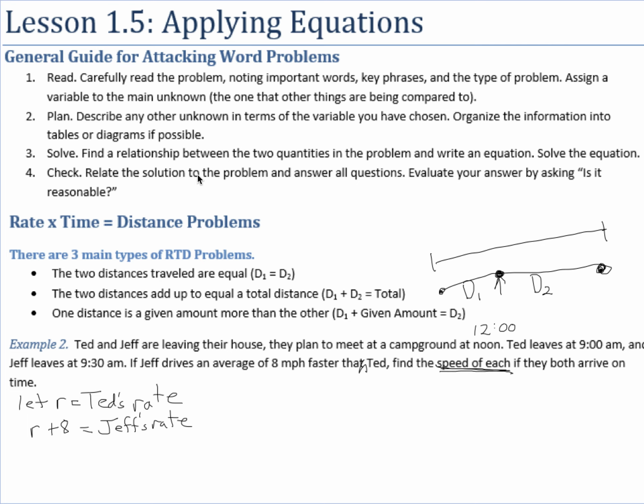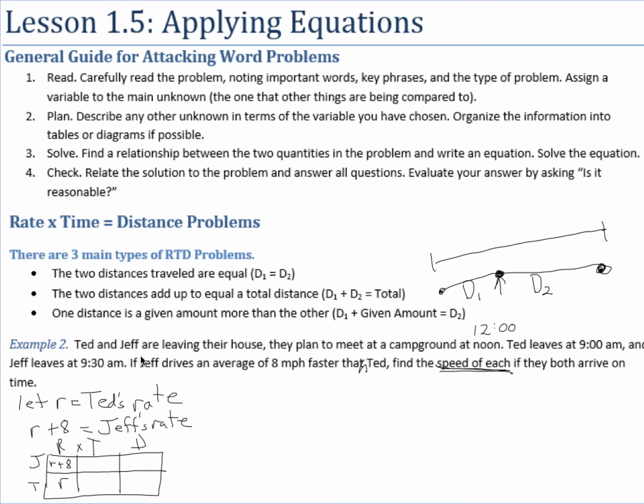So we can make some tables here, or a table might be the easiest. And this is how we can do this. We have a rate, a time, and a distance. So we know that rate times time is equal to distance, and we can do this for Jeff, and we can do this for Ted. So what is Jeff's rate? Jeff's rate is this R plus 8. Some of you might have put Ted on top, that's fine. So R plus 8. Ted's rate is R.